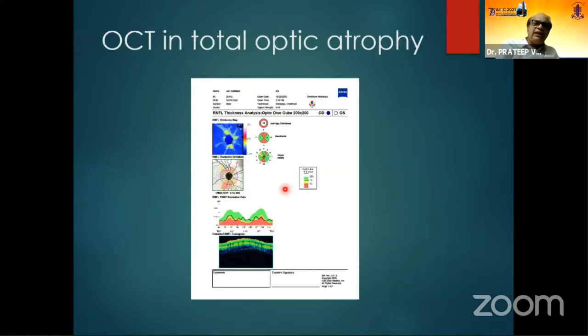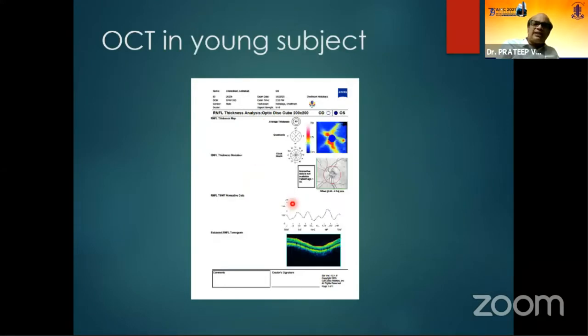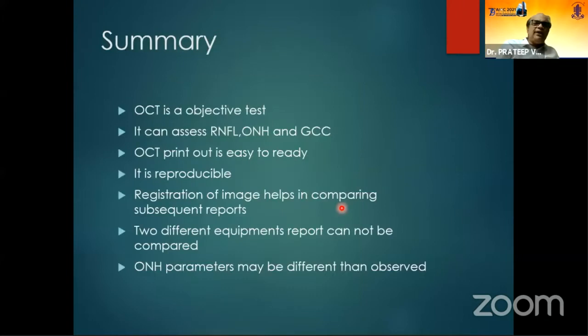This is a blind patient, and still you can see that lots of healthy nerve fiber layer because the glial tissue does not discriminate. So it does not have a normative database in less than 18 years of age. So that's why you cannot use it in the pediatric patient.